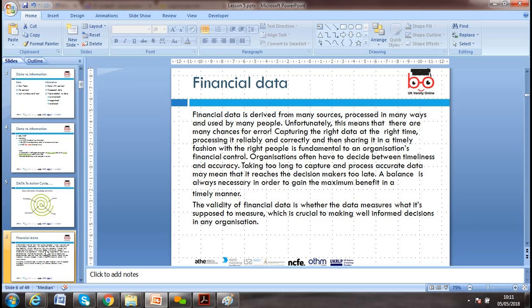So financial data is derived from many sources, processed in many ways and used by many people. Unfortunately, this means there are many chances for errors. Capturing the right data at the right time, processing it reliably and correctly, and then sharing it in a timely fashion with the right people is fundamental to the organization's financial control. So at the end of the day, whatever organization we have, financial data and financial control is very, very important. Like PIA, the airline industry, or other companies, we can say Facebook or various other companies.